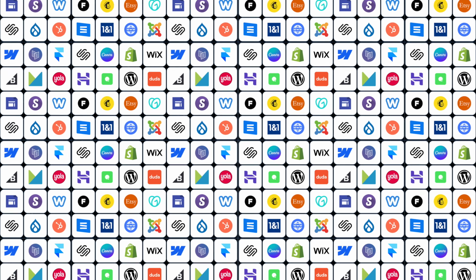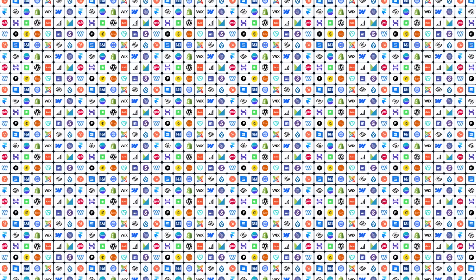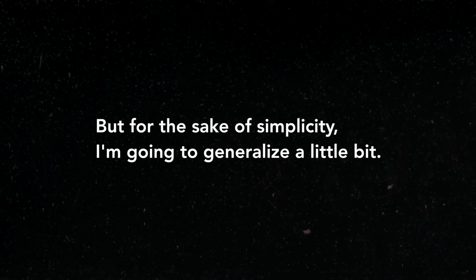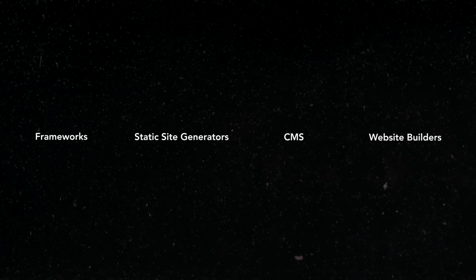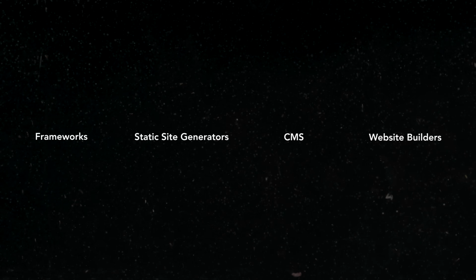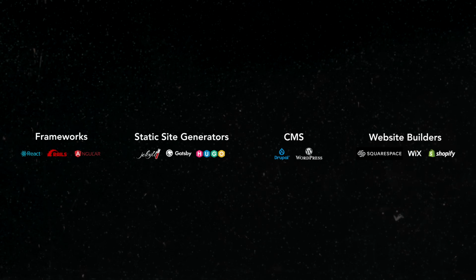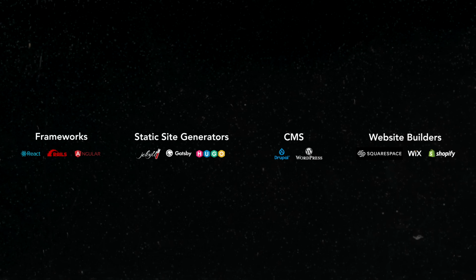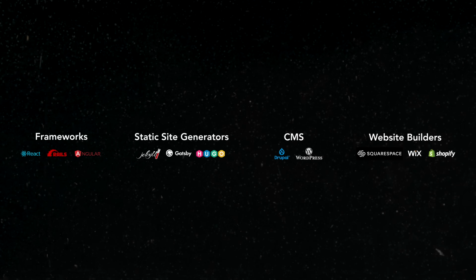Our first task is to choose a tool to build our website with, because almost every website on the internet is built using a tool. Now, there are literally hundreds of tools for building websites. But for the sake of simplicity, I'm going to generalize a little bit and lump all these tools into 4 categories: frameworks, static site generators, CMS, and website builders. And here are examples of each. Almost all websites on the internet use a tool in one of these 4 categories.